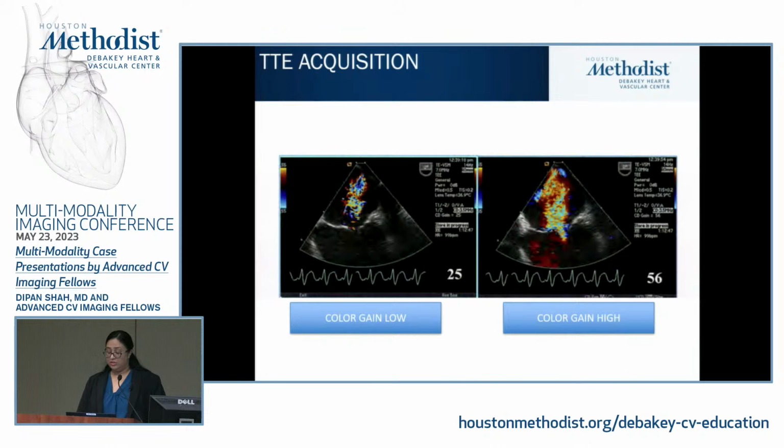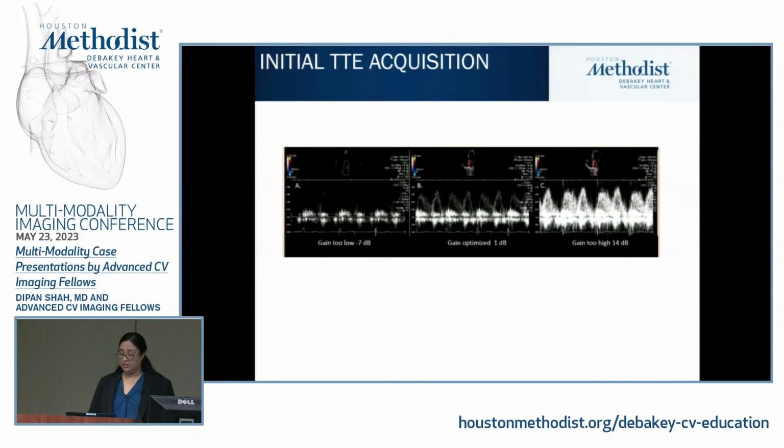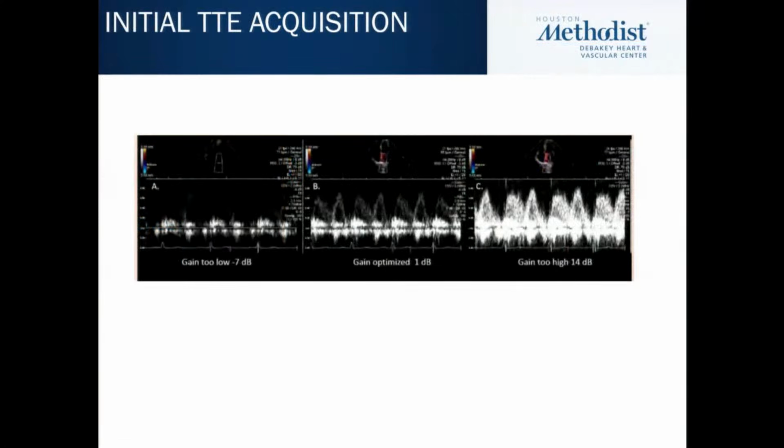So the technique to obtain an image would be to have a Nyquist limit of 50 to 60 centimeters per second and a color gain that just eliminates the random color speckles from non-moving regions. And when we look at the first, so also gain affects spectral Doppler images.